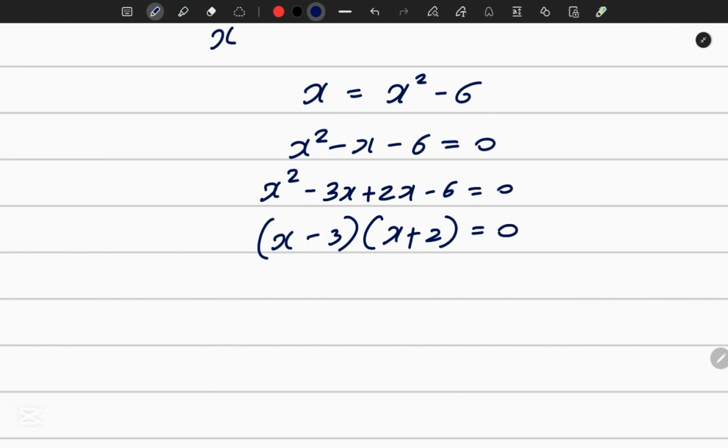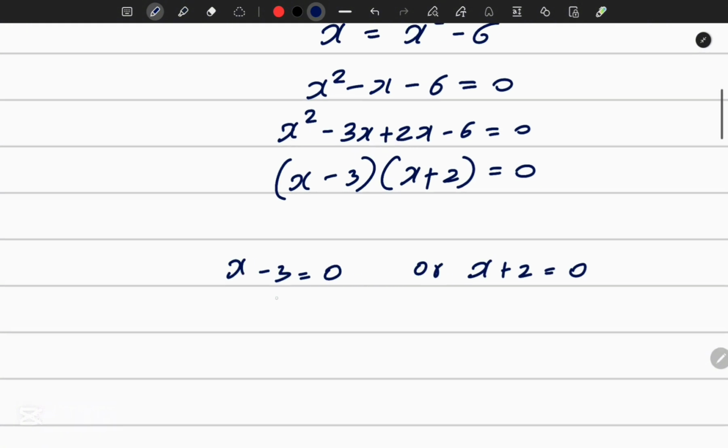So then x minus 3 should be either 0 or x plus 2 should be 0. So x can be 3 or x can be minus 2.